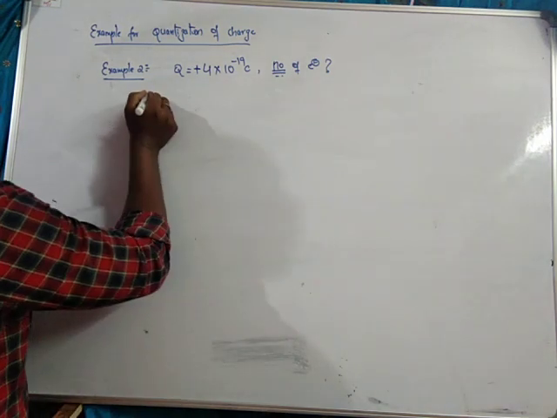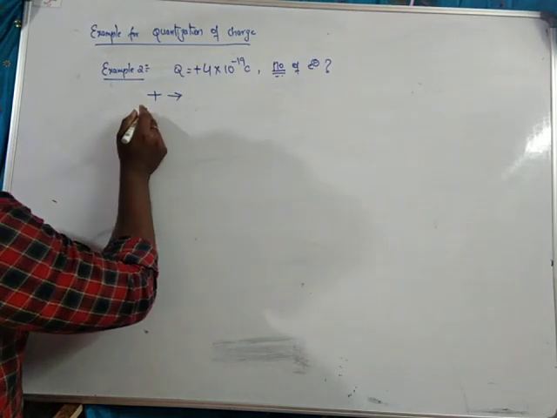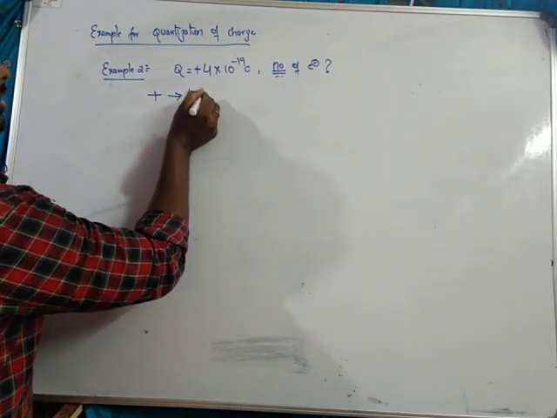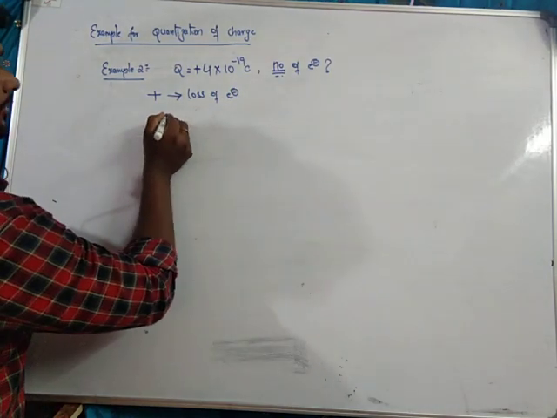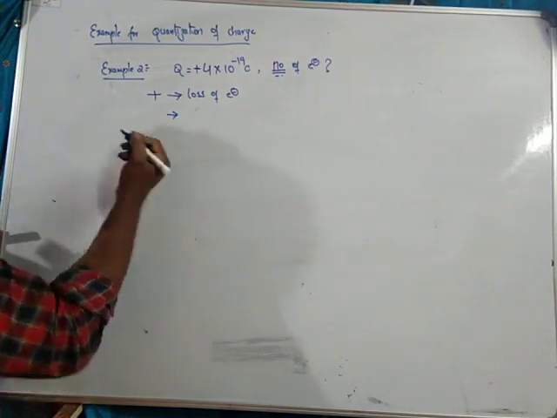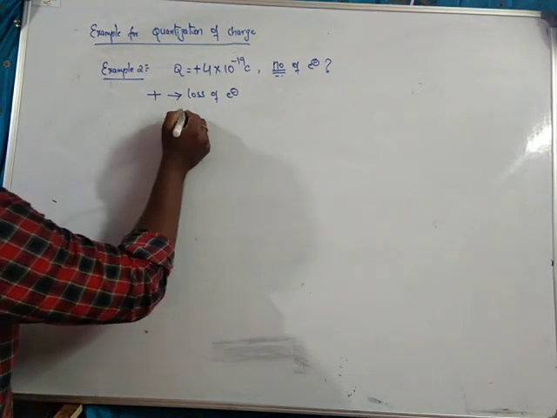According to the question we have a positive sign. Positive means it's a loss of electrons. Loss of electrons means we have to find the value of how many we lost, how many we removed.